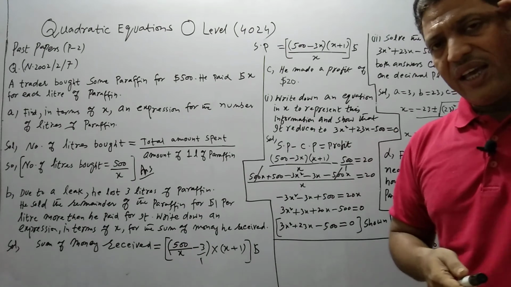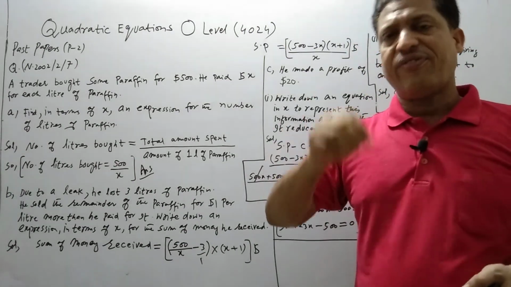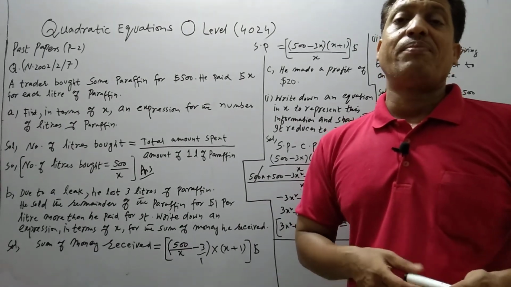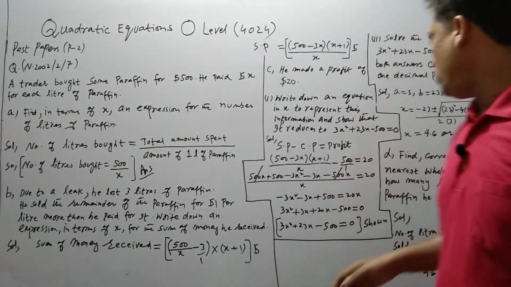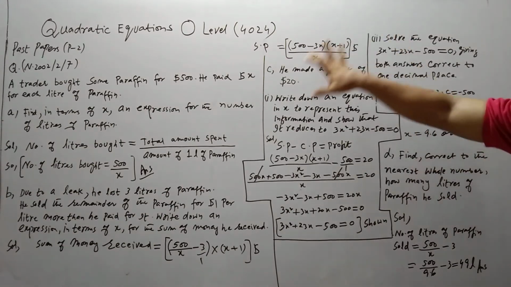For example, if I ask you how many rupees are in your pocket, if you have $5, what do you say? I have $5. You cannot say minus $5 because it's senseless. So minus 17.3 is not admissible. So the only value we can take is x equal to 9.6. So this is the answer of part 2 of C.